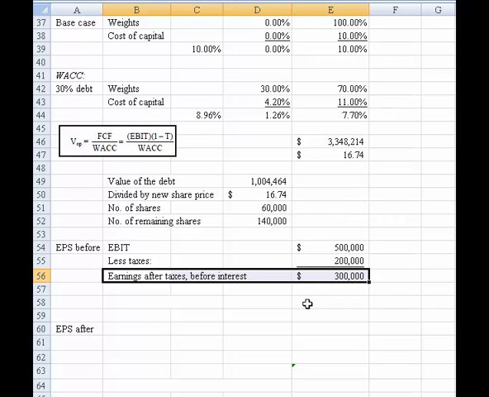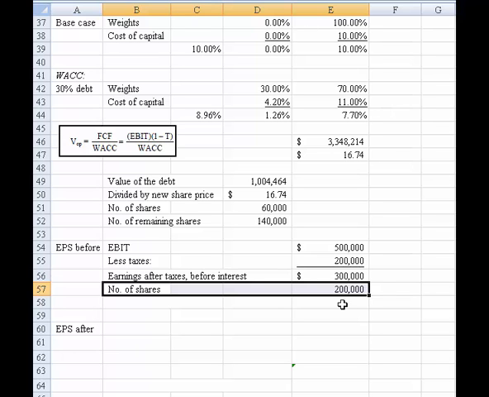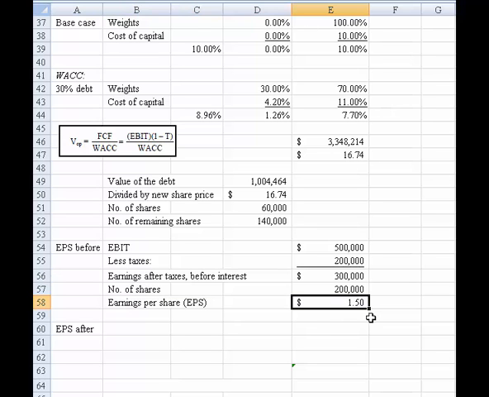So now, earnings after taxes but before interest would be equal to $300,000, and then we just drop in the number of shares, which was 200,000 originally given in the problem, and when we divide the earnings after taxes before interest, we come up with cells E56 divided by E57, and we come up with $1.57 of earnings per share.